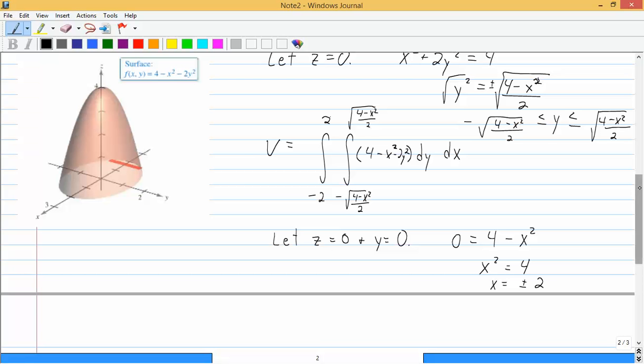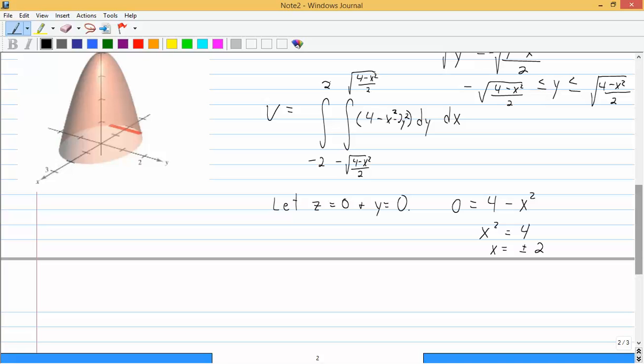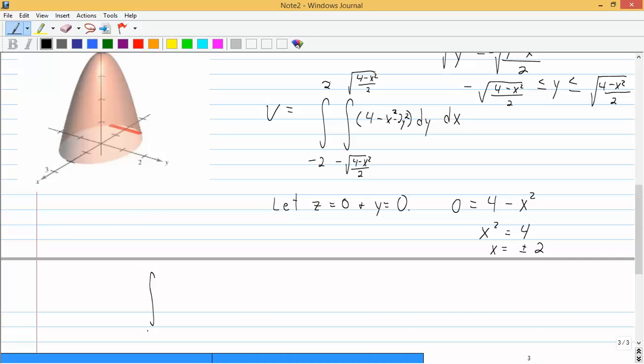Alright, so if we first integrated with respect to y, we would have the integral from negative 2 to 2. That's going to be 4y minus x squared y minus 2/3 y cubed, all of that evaluated from negative square root of 4 minus x squared over 2 to positive square root of 4 minus x squared over 2. And then I have dx.